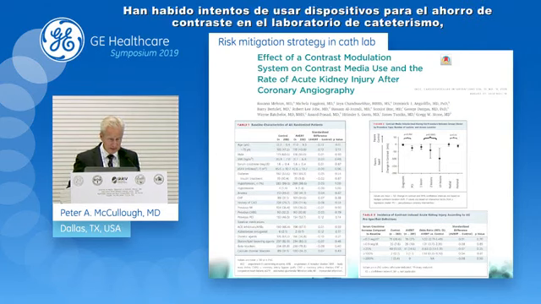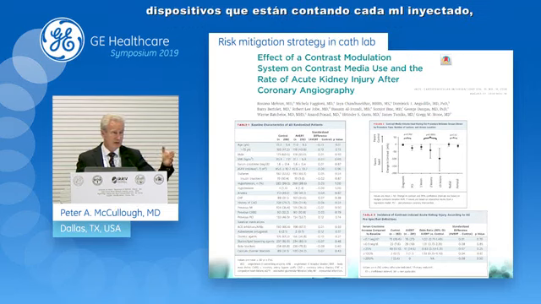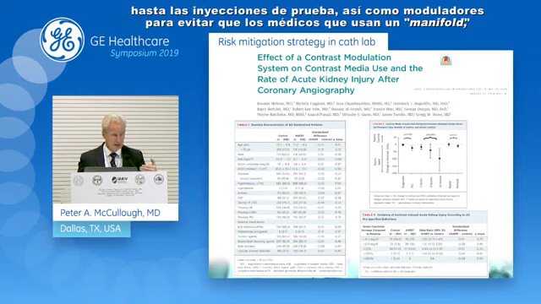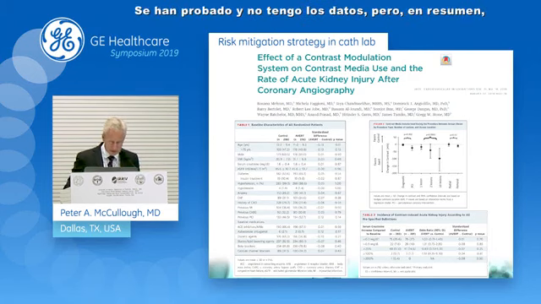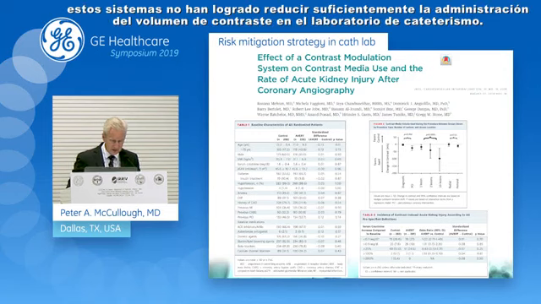There have been attempts at actually trying to use contrast-saving devices. So there are devices in the cath lab that are counting every single milliliter that's injected, and even the test injections, as well as modulators to prevent the doctors who are using a manifold from over-injection. These have been tested, and I don't have the summary here, but the bottom line is these systems have failed to sufficiently reduce contrast volume administration in the heart catheterization laboratory.